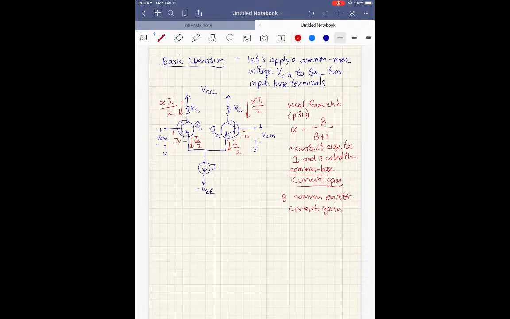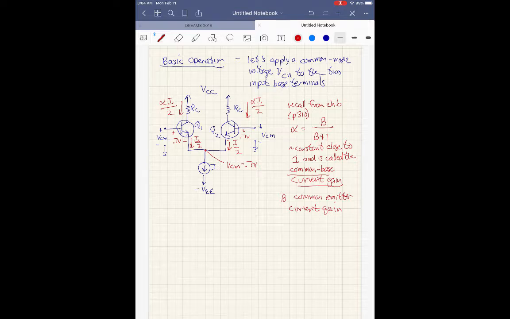0.7 volts here. So Q1 and Q2 both drop 0.7 volts, base to emitter. So the voltage at each collector, well, let's do this first. What we're going to see here is a negative: the voltage at the emitter, at this point right here in the circuit, this is the emitter for both transistors, if they're matched, is going to be VCM minus 0.7 volts.